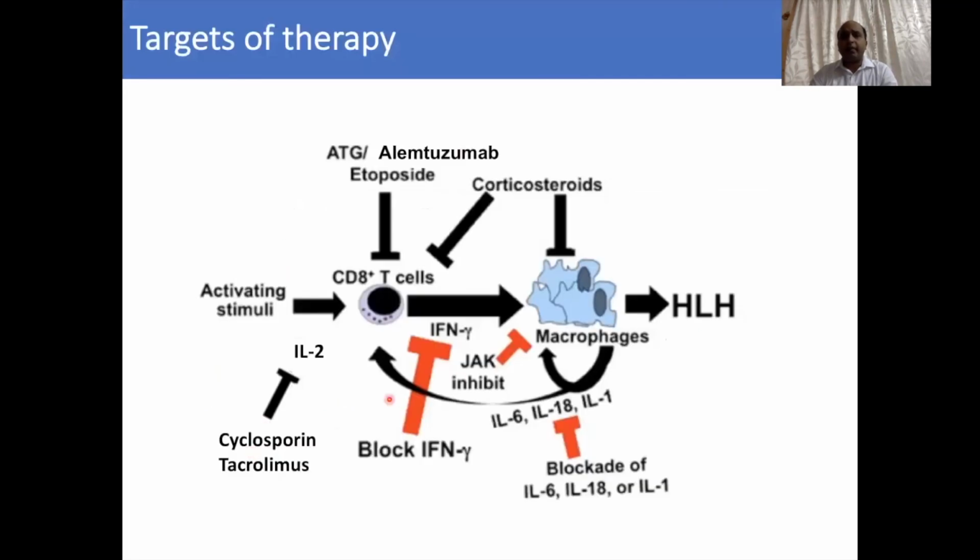There are different targeted therapies depending upon the defect in the pathways. Like if there is more cytotoxic T cell activity, then you can inhibit interleukin 2 with cyclosporin or tacrolimus, or you can give etoposide. When there is more production of interferon gamma that activates the macrophages, then you can block interferon gamma, or you can block with a JAK inhibitor like tofacitinib or baricitinib. Or when there are constantly activated macrophages which produce different cytokines, here also you can block interleukin 1, that is anakinra, or interleukin 6, tocilizumab. So all these are targeted therapy. You can inhibit any step depending upon the defect in the pathways.